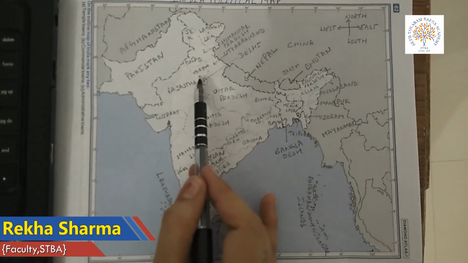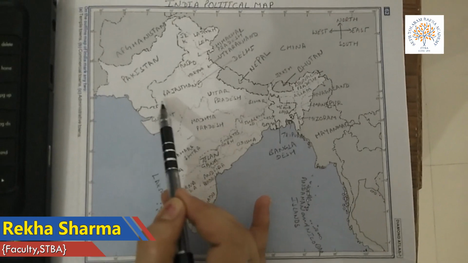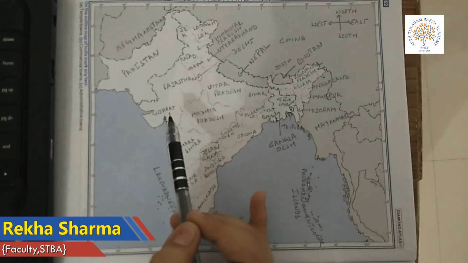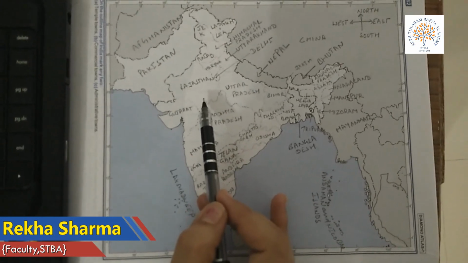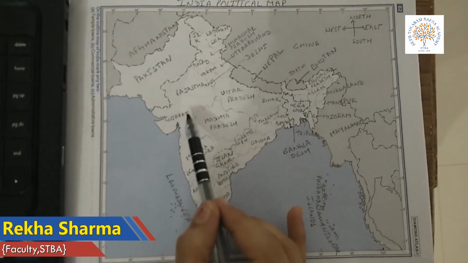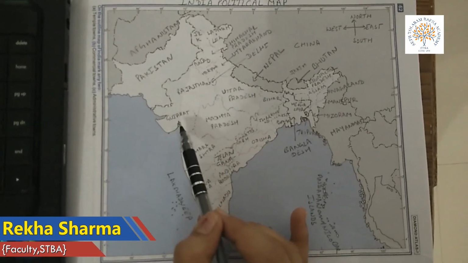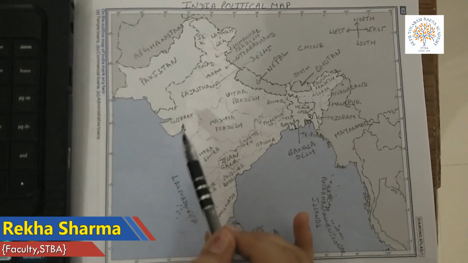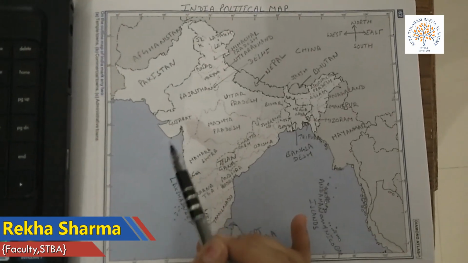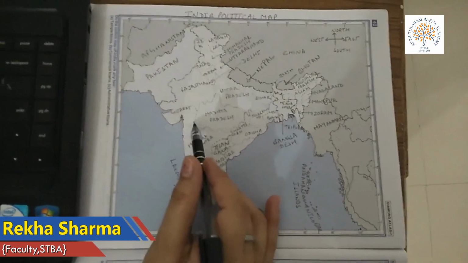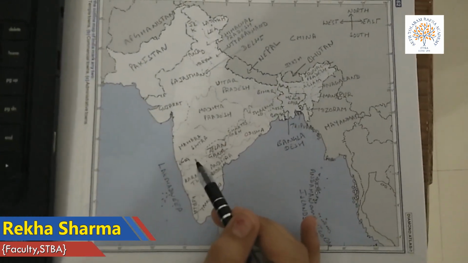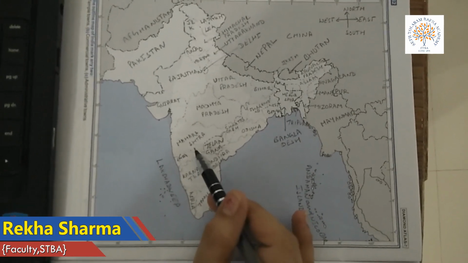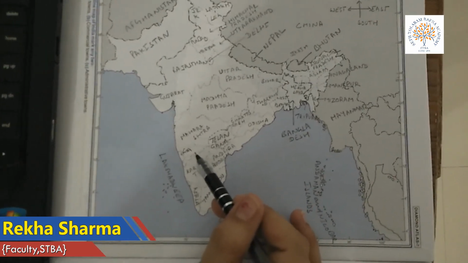And after this, Rajasthan is the largest state of India, and its capital is known as the Pink City. Now coming down from Rajasthan, there is the state of Gujarat, where the Father of the Nation was born. Now children, coming down from Gujarat, there is the state Maharashtra, which is also known for Bollywood. The capital of Maharashtra is Mumbai.